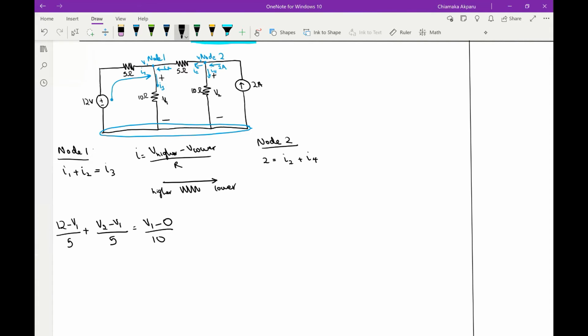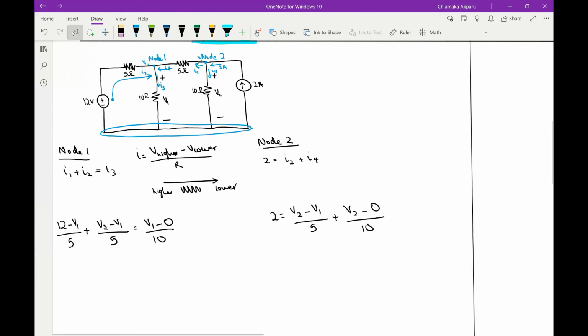For node 2, let's write that. We're going to have 2 is equal to V2 minus V1 over 5, based on how we drew current 2, plus V2 minus 0, which is the ground, over 10. This is basically the hardest part, and you can get through everything just by simple math.